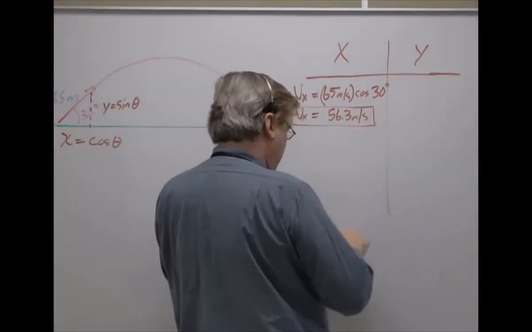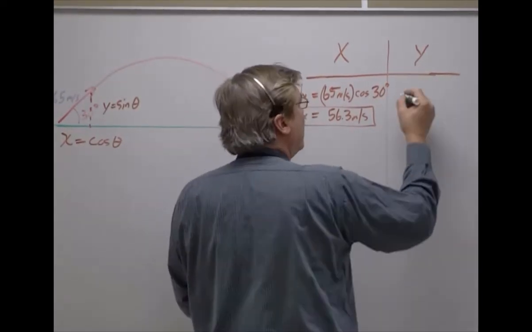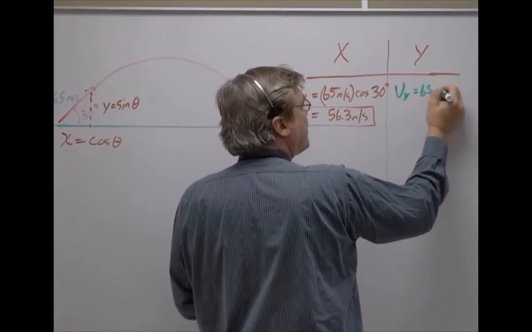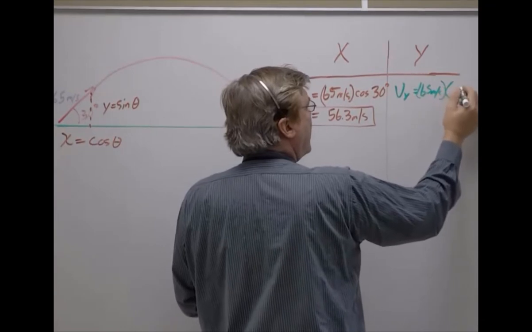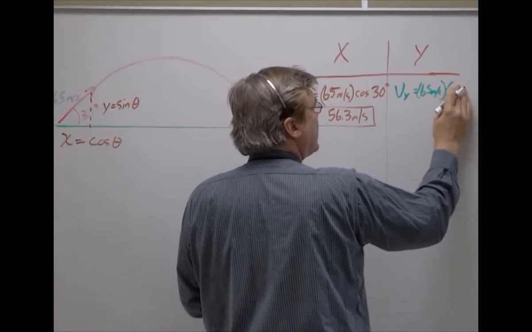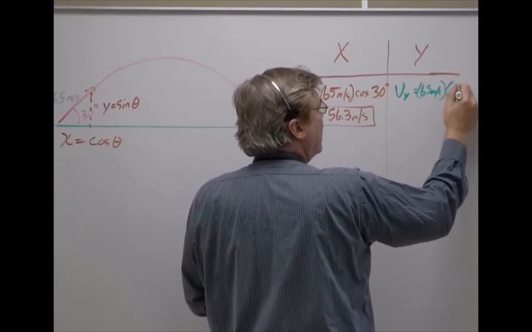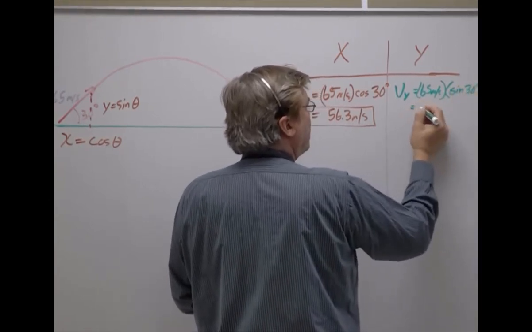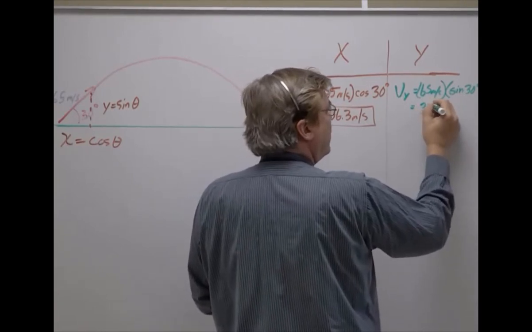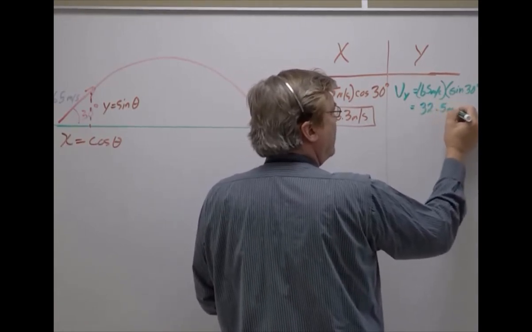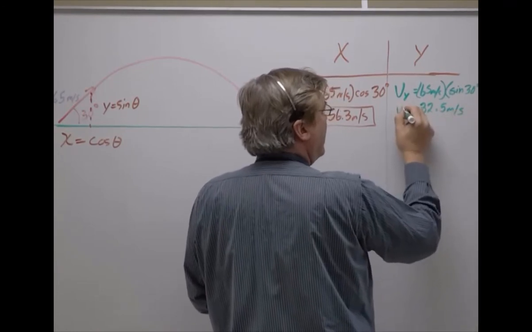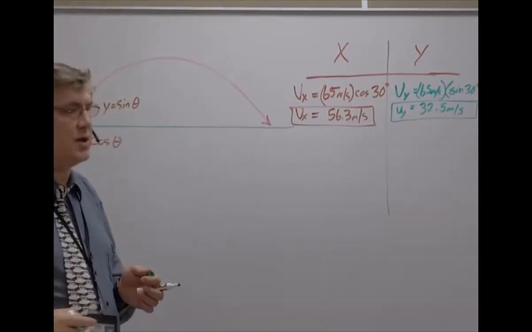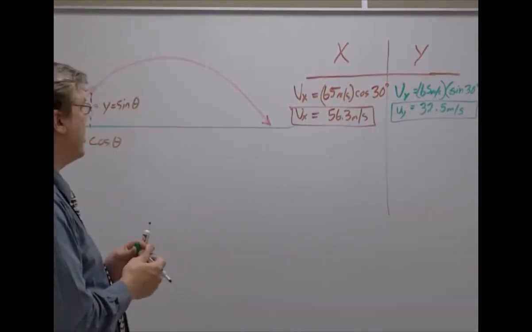The initial velocity in the y direction, let me do this in a different color, Vy is equal to 65 meters per second times the sine of 30 degrees, and that's going to be equal to 32.5 meters per second. So Vy, the velocity in the y direction, or the y component of velocity, is going to be equal to 32.5 meters per second.